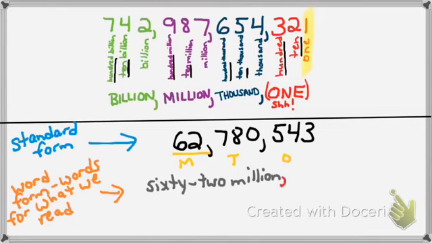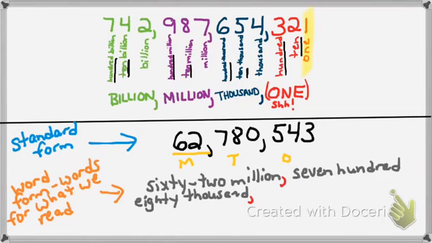It's very important. Okay, now we're going to look at the next period. The next three digits are 780. If I saw that on a paper, I would say 780. What's the name of the period? Thousands. So it's 780,000.